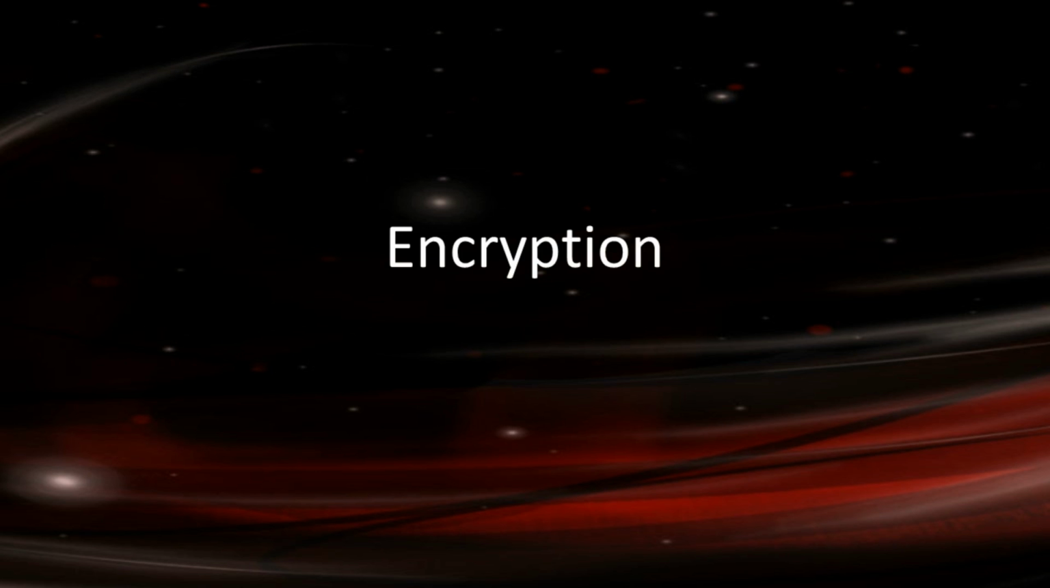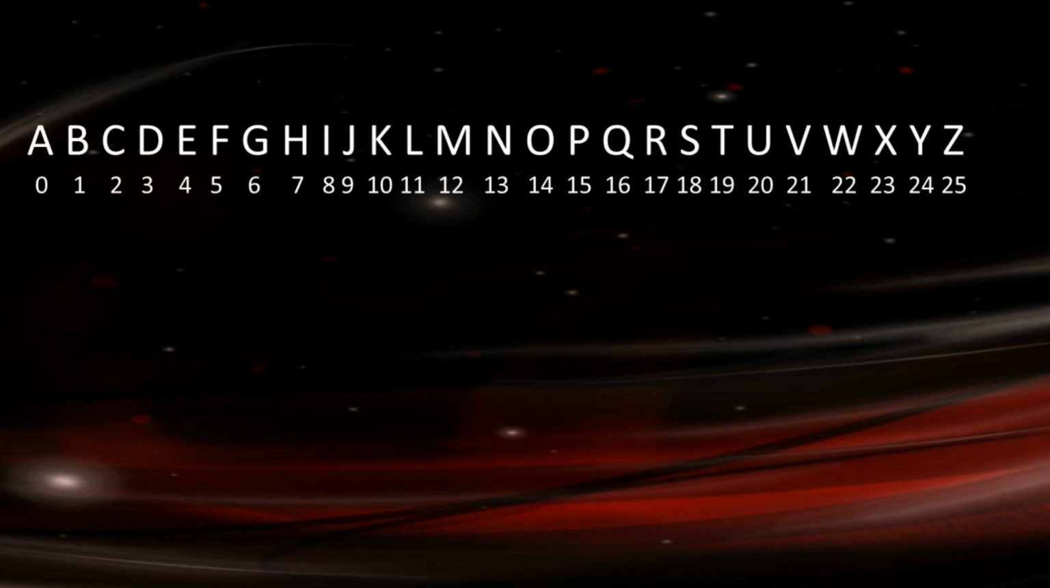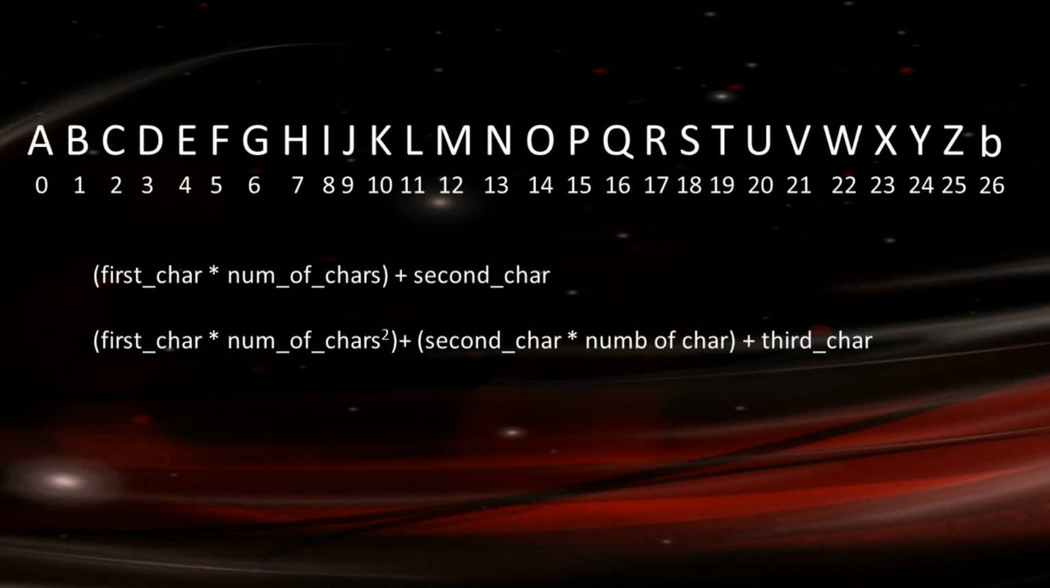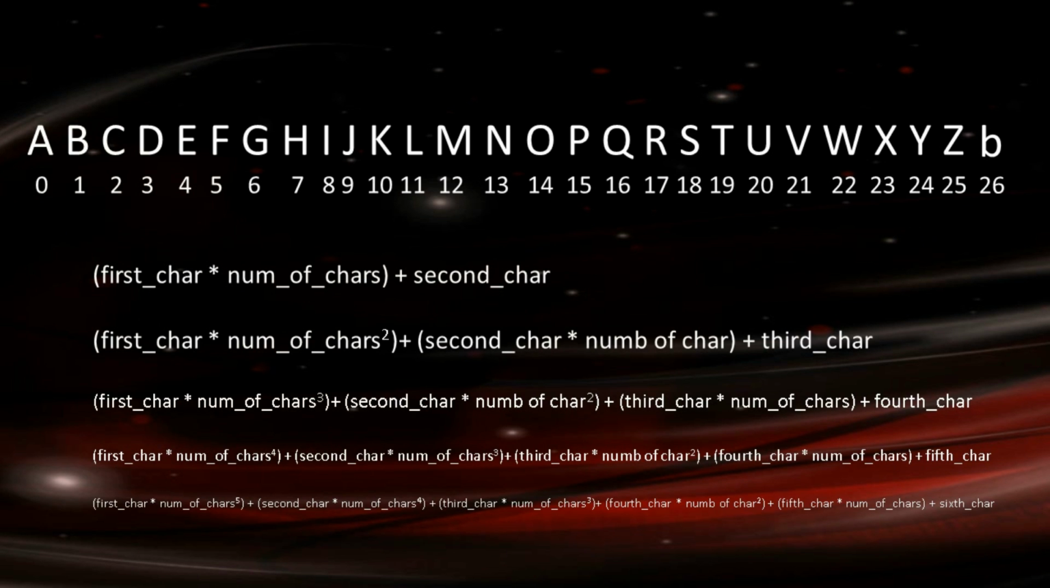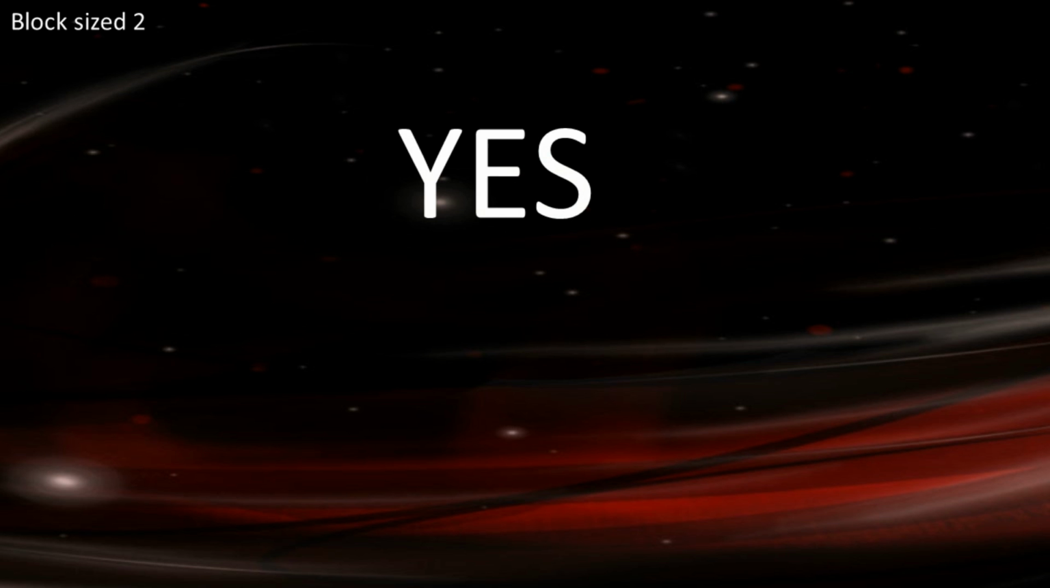The alphabet we're going to use is the standard capitalized English alphabet, and for space we're going to use a little b. We must split the plain text into separate blocks. This equation is to encrypt block sizes of 2, this is for block size 3, block size 4, etc. To keep things simple, the size of the blocks we're going to encrypt is going to be 2 and the word to encrypt is yes.